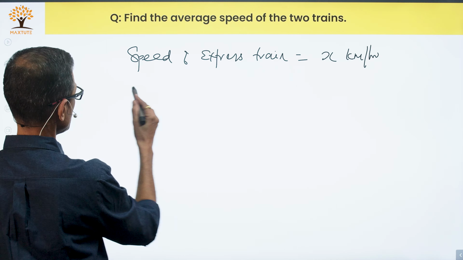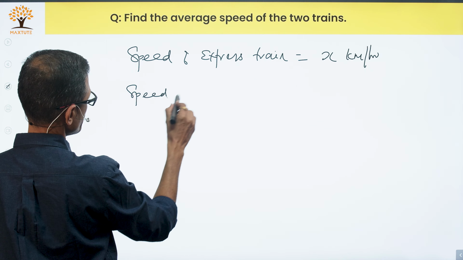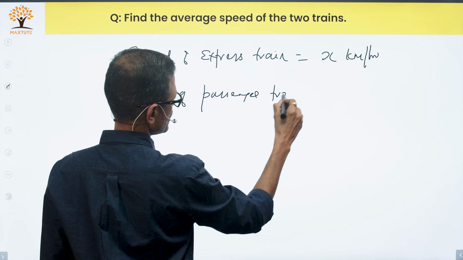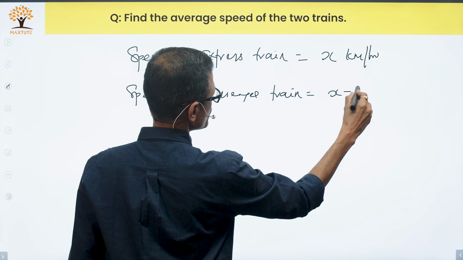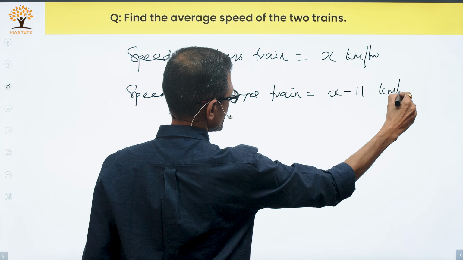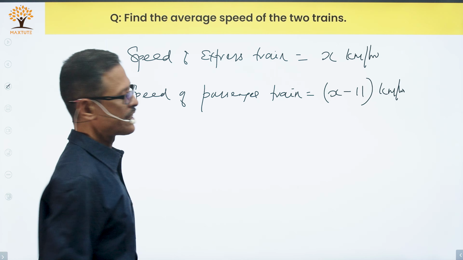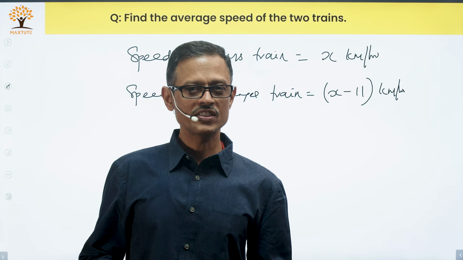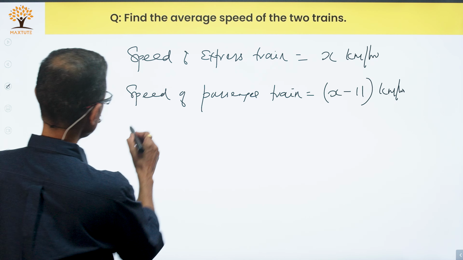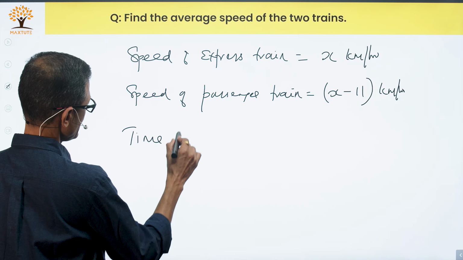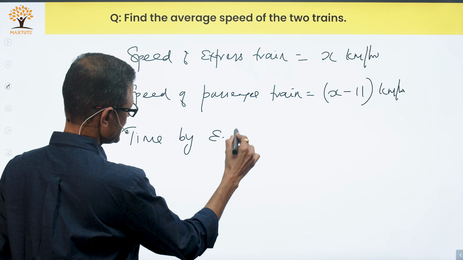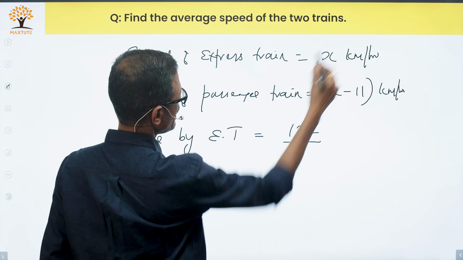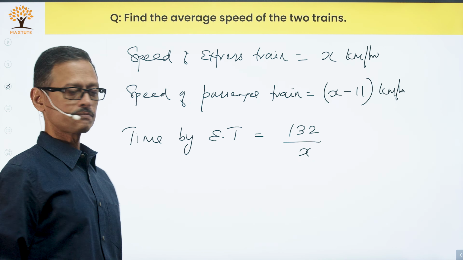Speed of the express train is x, so speed of passenger train is equal to x minus 11 kilometers per hour. So this is also arrived in terms of x itself. Now both trains travel the same distance, 132 kilometers. So time taken by express train, I'll call it as ET to say that it's express train, is equal to the distance 132 divided by the speed, which is equal to x.